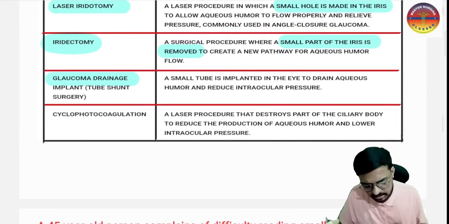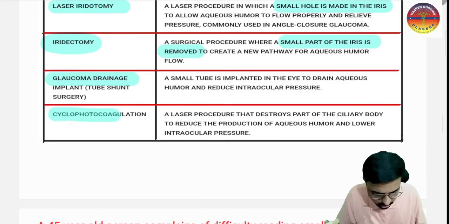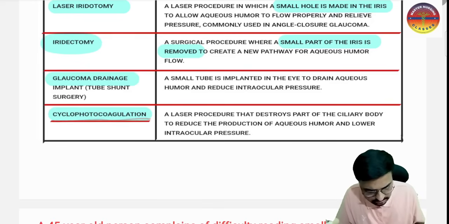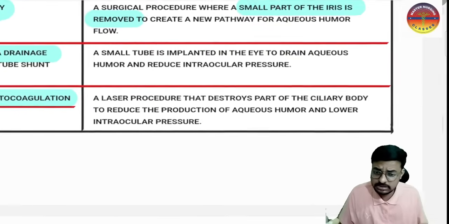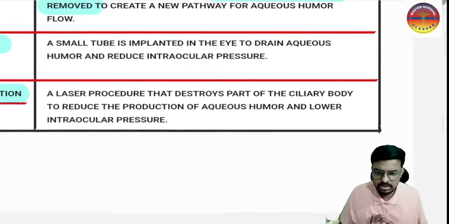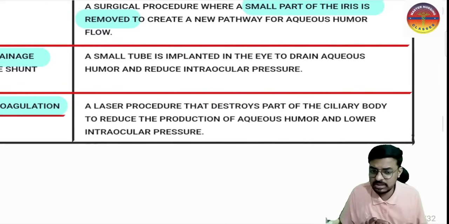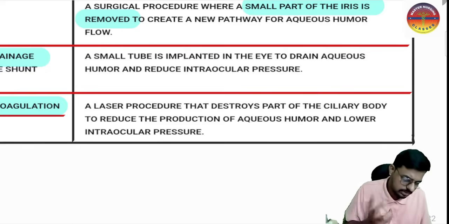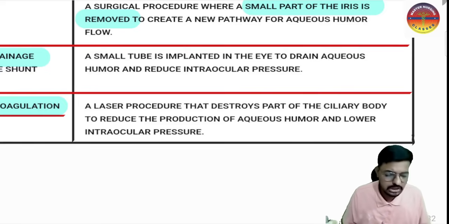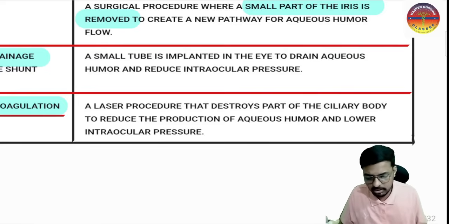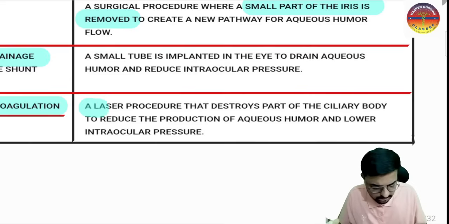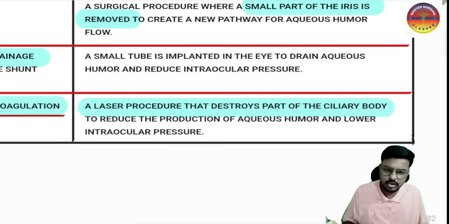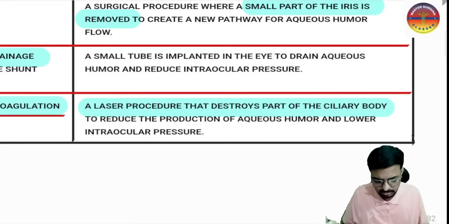And we have the cyclophotocoagulation surgery. You have to remember this one. This is a laser procedure that destroys the ciliary body. You know, the aqueous humor is produced from the ciliary body. So this laser procedure destroys the ciliary body, so that it decreases the production of the aqueous humor.